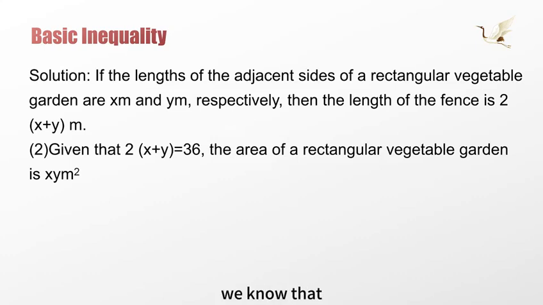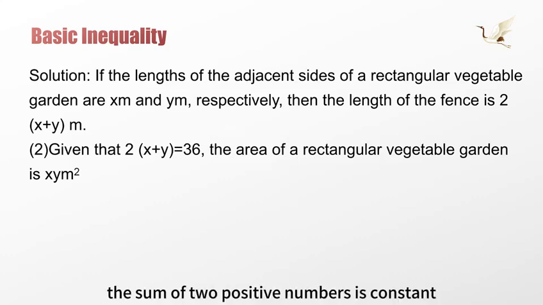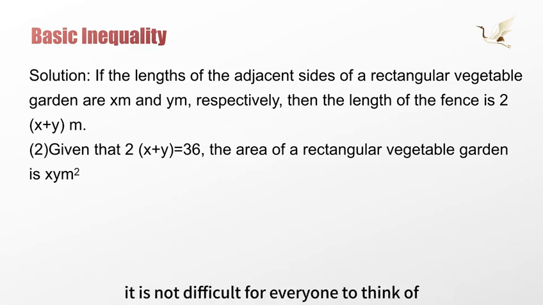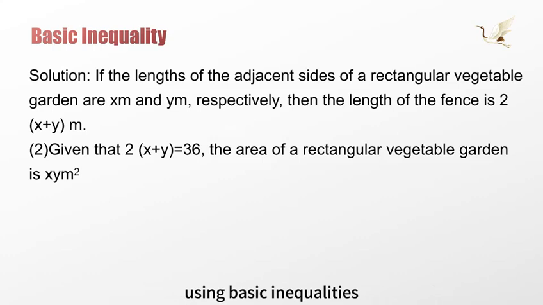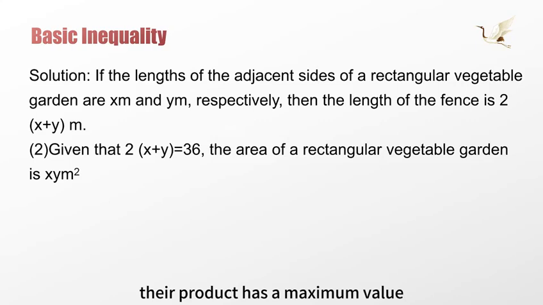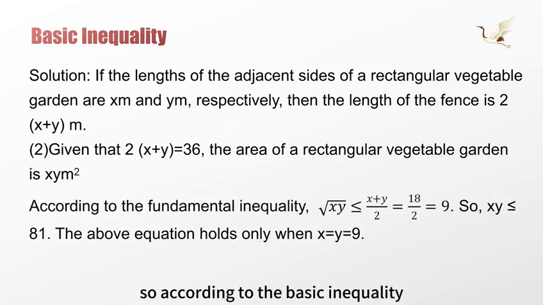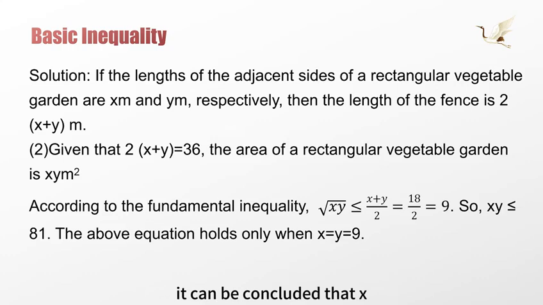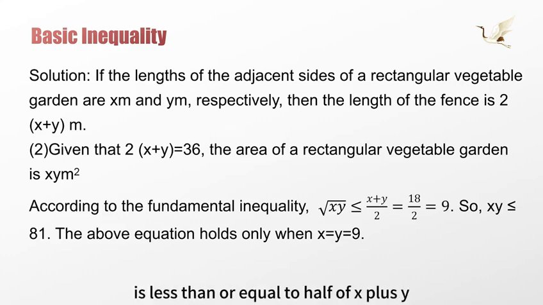At this point, we know that the sum of two positive numbers is constant. How can we find the maximum product of them? It is not difficult for everyone to think of using basic inequalities to solve this problem, because when the sum of two positive numbers is constant, their product has a maximum value. So according to the basic inequality, it can be concluded that the square root of xy is less than or equal to half of x plus y.